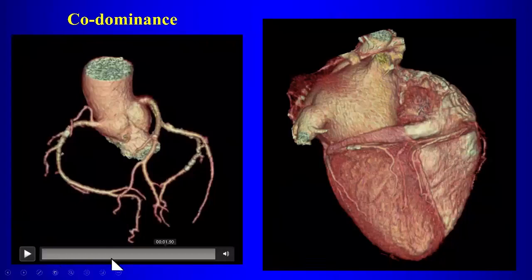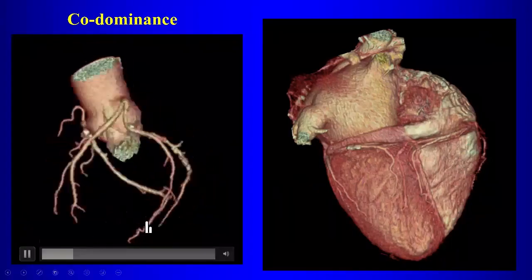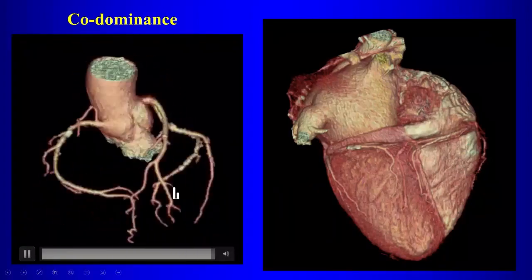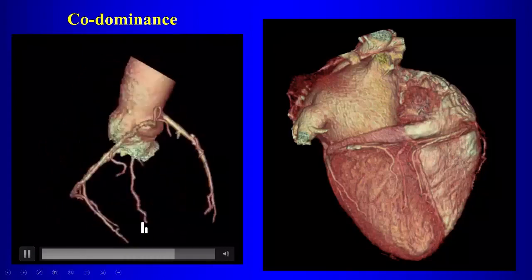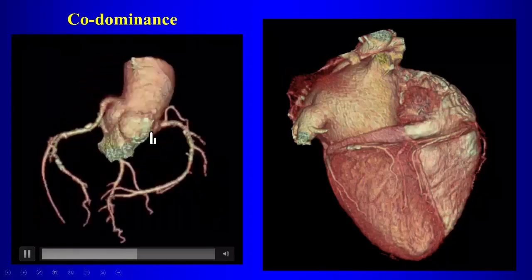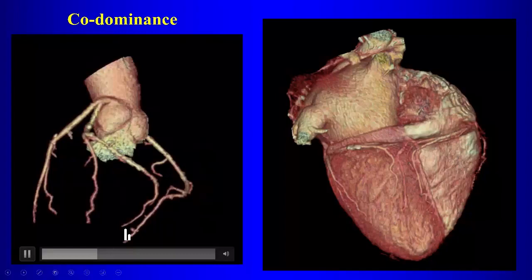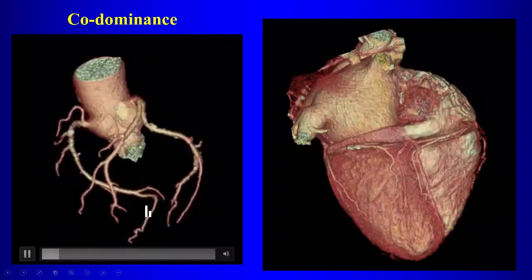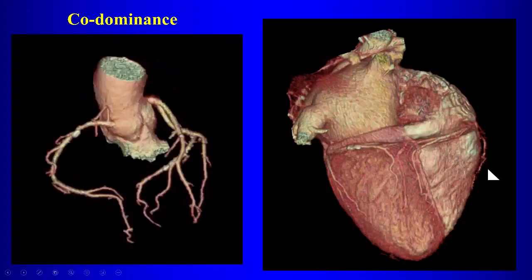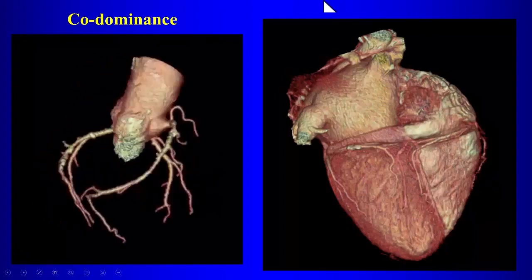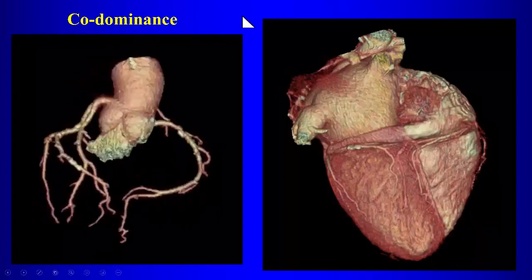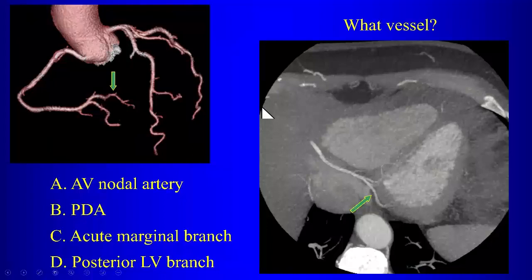Okay? And so that's the case we looked at here. You see two vessels here along the posterior part of the heart. This one coming off the right coronary artery here, that would be the PDA, and then the one coming off the left is supplying the posterior wall of the left ventricle. So that's a codominant system.